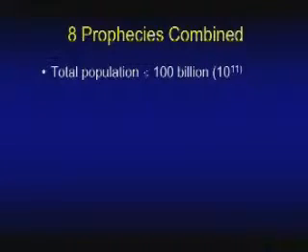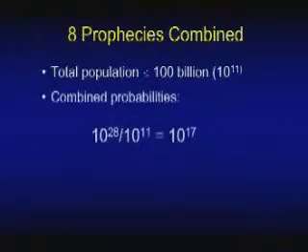But I've got to divide that by the total population that's involved. I'm going to assume it's about 10 to the 11th. So 10 to the 28th divided by 10 to the 11th gives me 10 to the 17th. That's still a very big number.